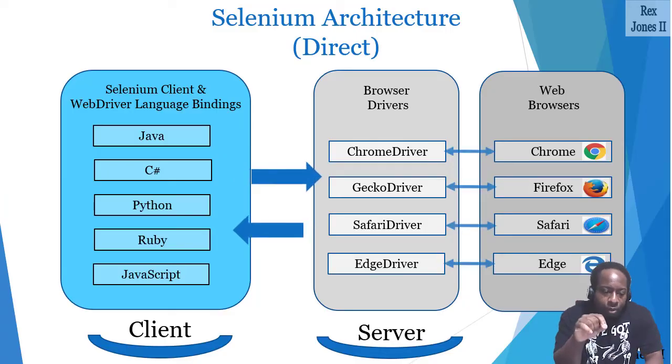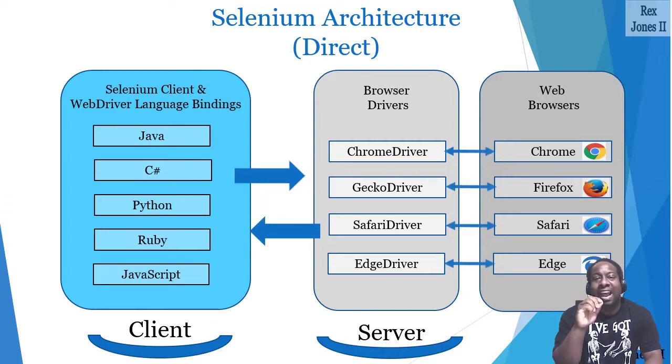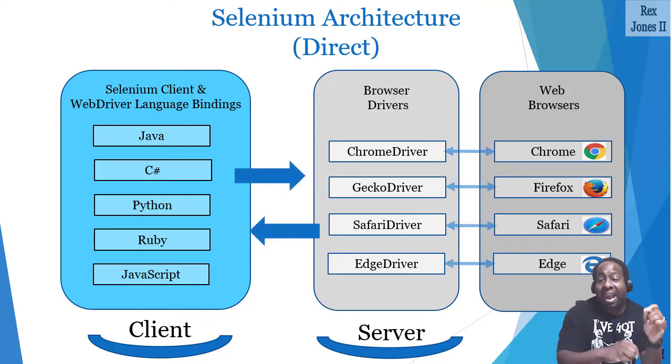Back to our diagram. We see the second component is browser drivers, and it has two functions. The first function is to receive a request from Selenium client and WebDriver language bindings, then pass that request to the browser.